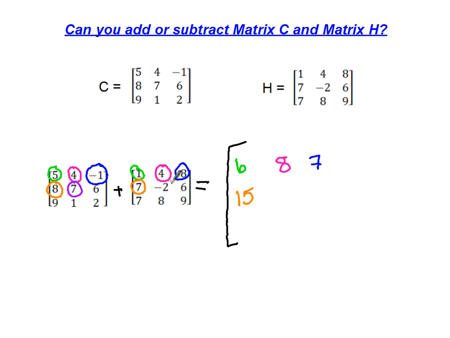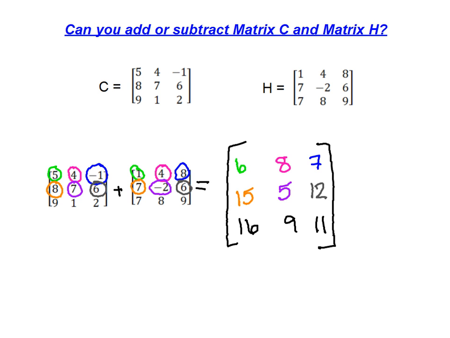7 corresponds with negative 2, so 7 plus negative 2 is 5. And the last element in that row, 6, corresponds with 6, which has an answer of 12 when we add them together. Our last 3 elements then, if we matched up our pairs, would be 16, 9, and 11. Again, the same thing can be done if you're subtracting. You just simply take 5 and subtract 1 from it instead of adding.